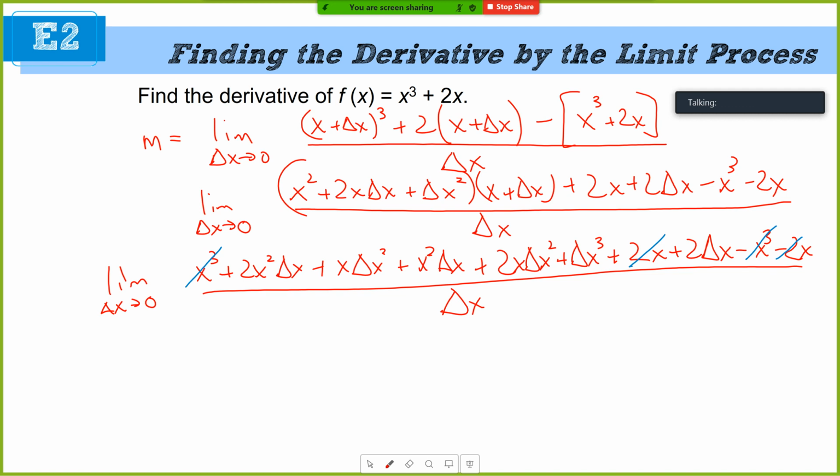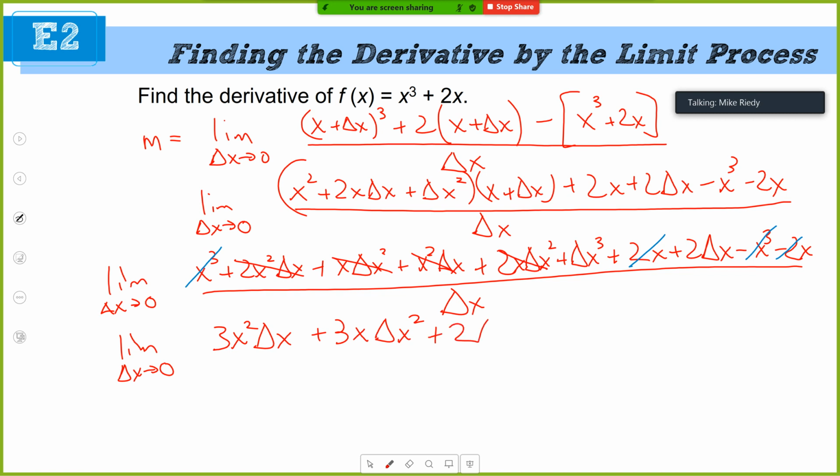So, what have I got? I got a limit as delta x approaches 0 of one of those, and another one of those is 3 of those. That takes care of that and that. And then I got one of those and 2 of those. That takes care of that, plus 3x delta x squared plus a 2 delta x, sorry, plus a delta x cubed. Oh my goodness.